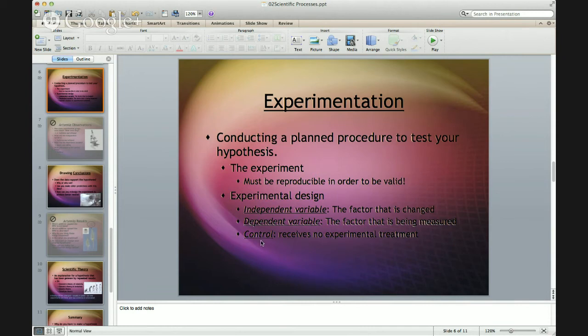And then the control is a part of the experiment that we don't change at all. It receives no experimental treatment. So it's sort of our baseline. It's what we measure our results against. It's what we compare this dependent variable to.